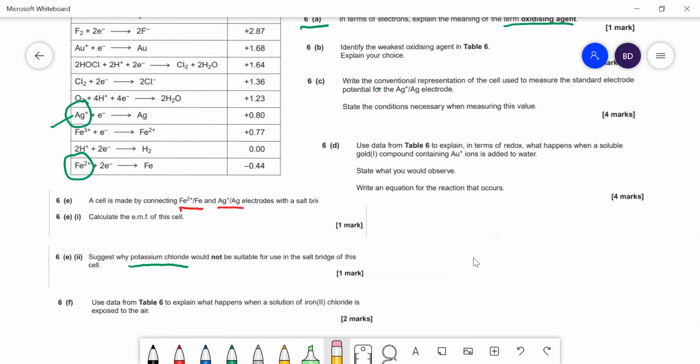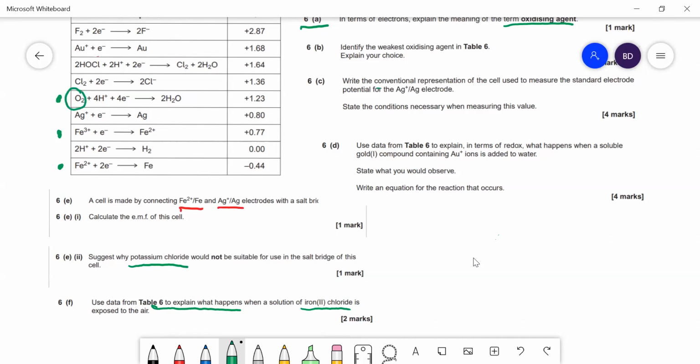Right. Use the data from table 6 to explain what happens when you add iron 2 chloride to the air, expose it to the air. So iron 2, we have to be a bit careful there, because we've got two equations we could be interested in. That one's got iron 2 in it, this one's got iron 2, and this one has as well. Now in the air, what's it likely to be in the air that oxidizes, which reacts with things? That's the oxygen. So it's that equation. Okay, so we're looking at the oxygen.